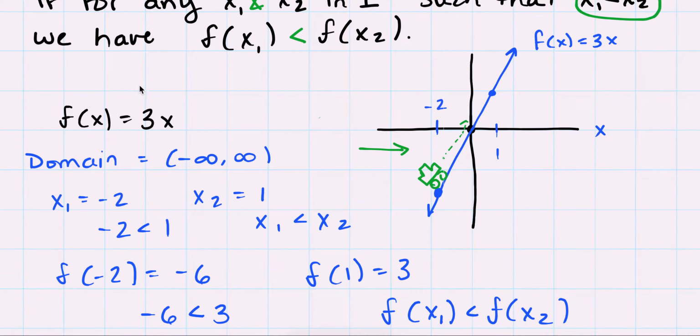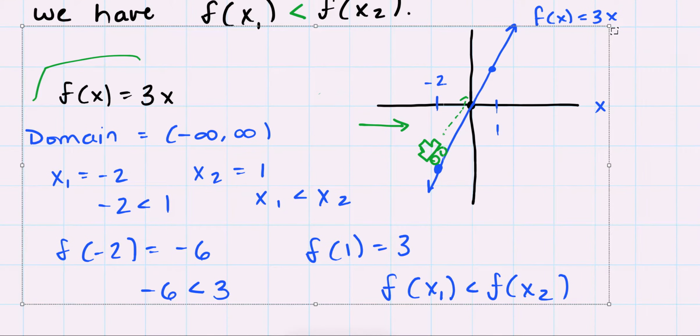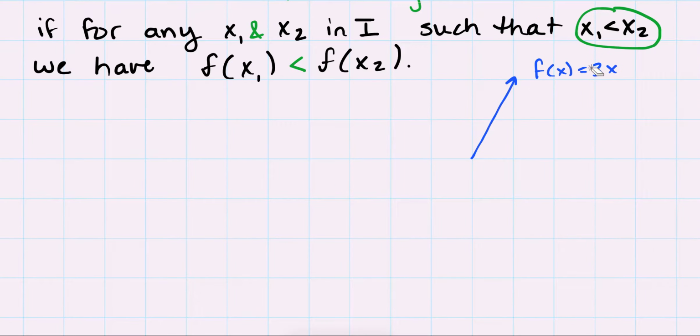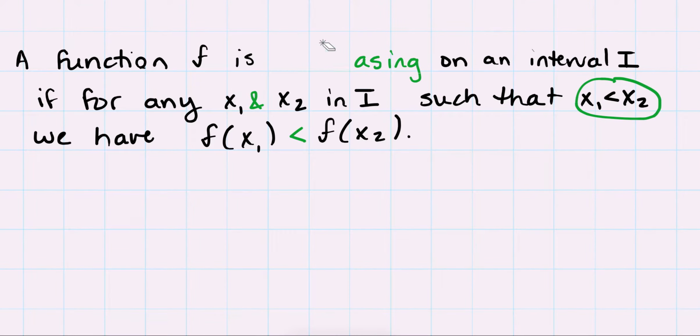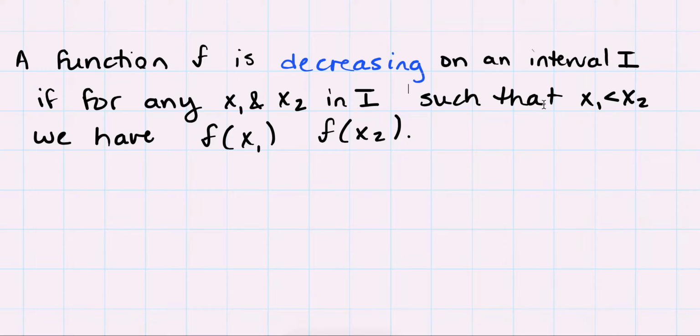Now let's talk about decreasing functions. So I'm going to erase this, and I'm going to erase this and keep everything else the same. Let's make this black here. So a function f is decreasing on an interval I if for any x1 and x2 in your interval where x1 is less than x2, we have f of x1 is greater than f of x2.